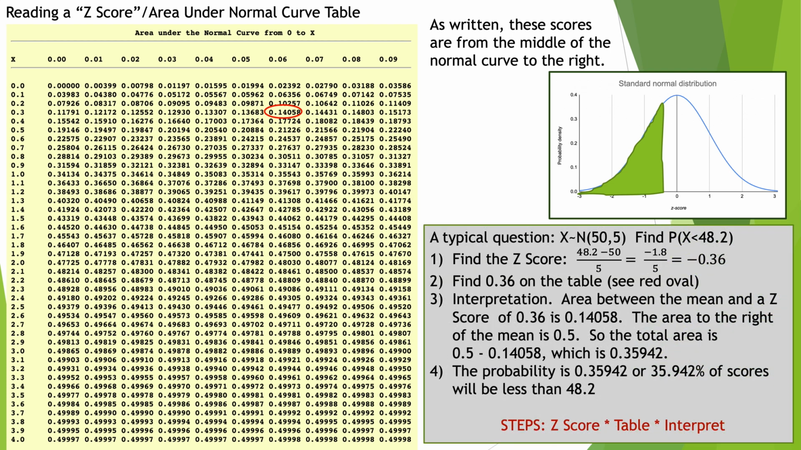Okay, so calculate the z-score first. That doesn't change, okay? So I put in 48.2 minus 50 over 5. I get negative 1.8 divided by 5, which is negative 0.36. So on the left, I go to 0.3, and across the top, I go to 0.06, because 0.3 plus 0.06 is a total of 0.36, and I get 0.14058. But here's the difference. Ready? The difference is that you're going to the left of the middle of the graph.